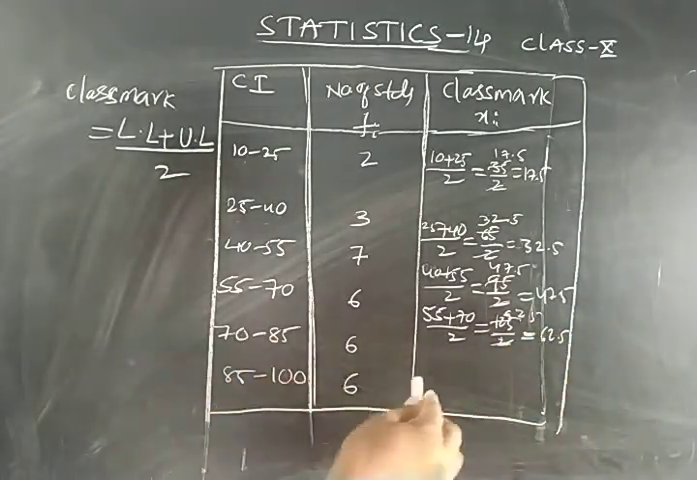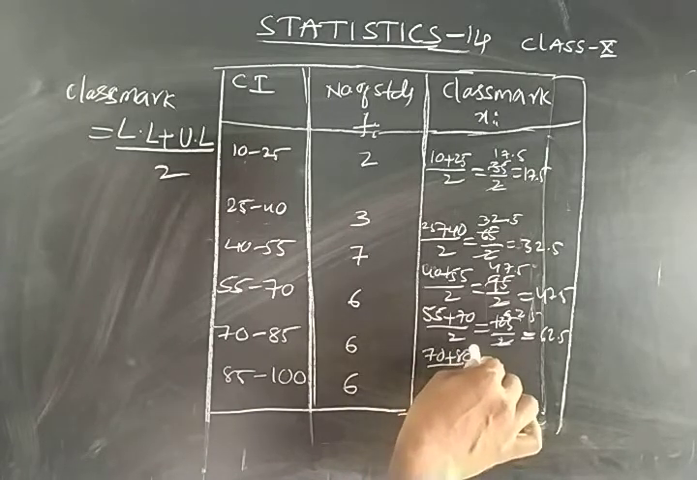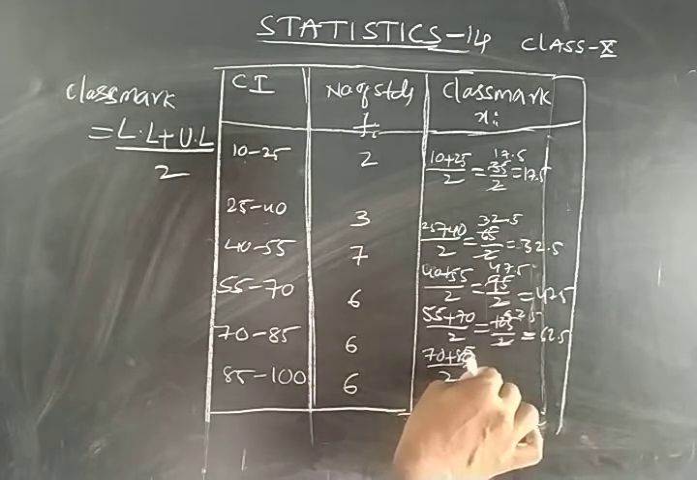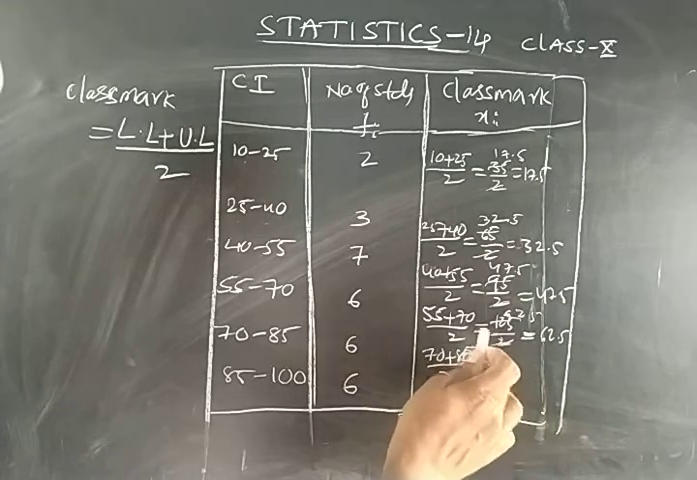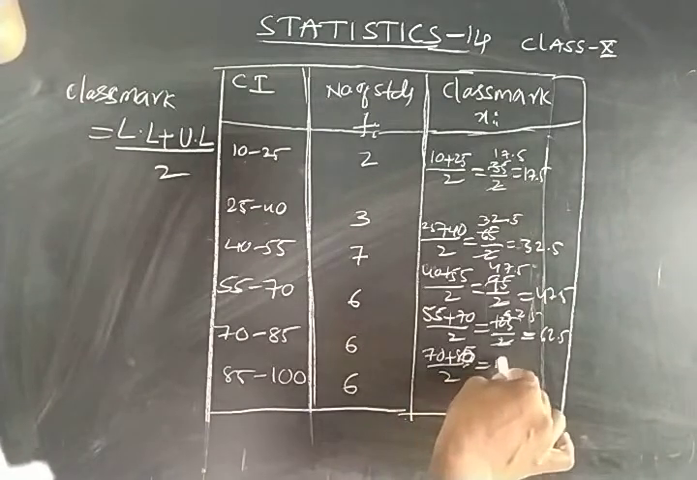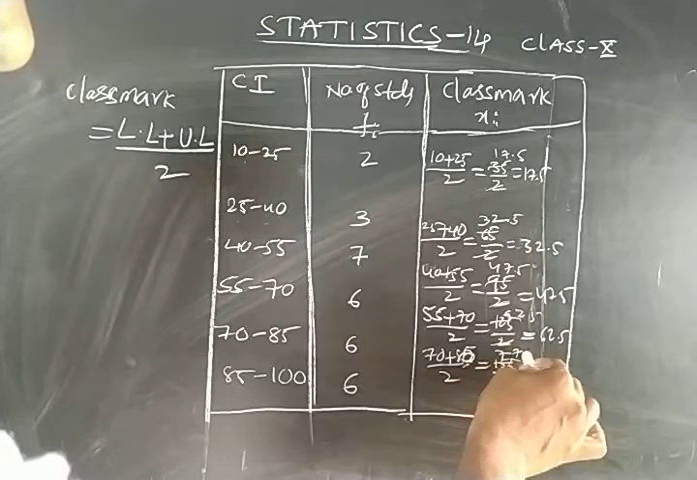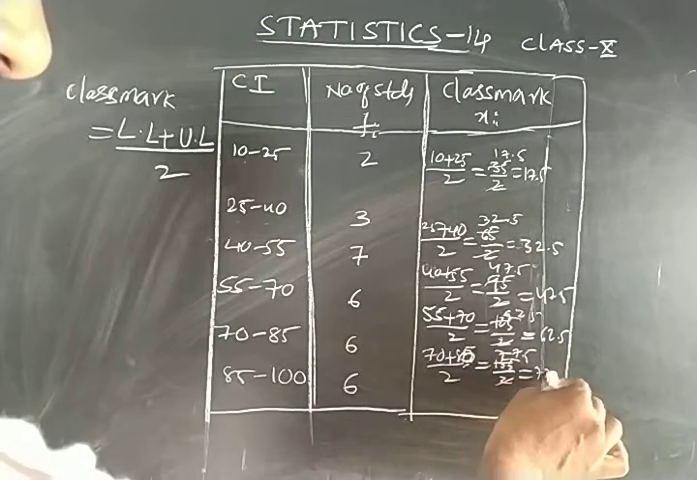Next, the 70 to 85 class mark. 70 plus 85 by 2. 70 plus 85, how much? 155 by 2. 2 7s are 14, 2 7s are 14.5. So 77.5.